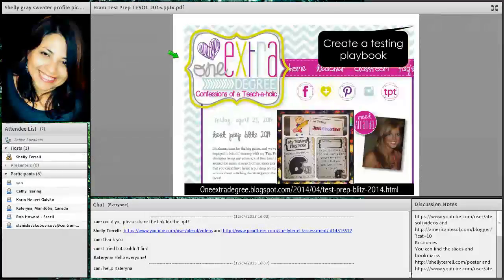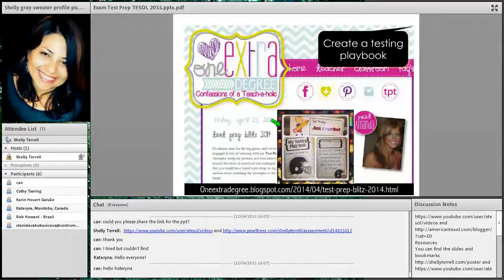Well, there are some teachers out there who have done amazing things when it comes to an action plan. One of the ideas that I saw, and I thought it was really great, was a testing playbook. Now, I learned about this at the blog oneextradegree.blogspot.com.